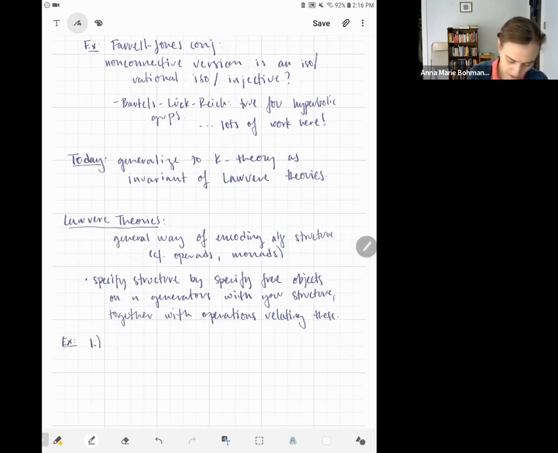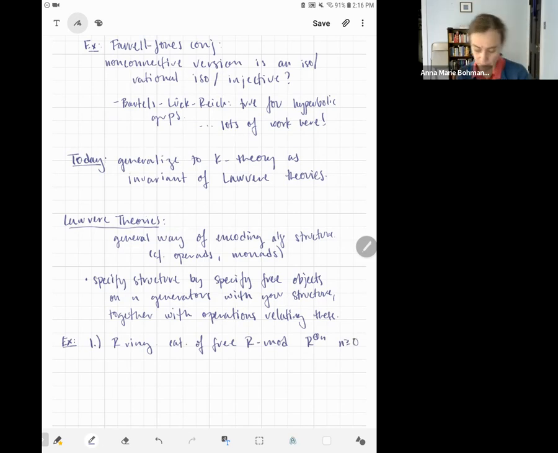So one, if R is a ring, I can look at the category of free R modules. So those are R modules of the form R direct sum with itself n times for every n greater than or equal to zero. This is together with the maps of R modules between these. And this category gives me the Lawvere theory of R modules. So this is encoding the structure of being a module over my favorite ring R.